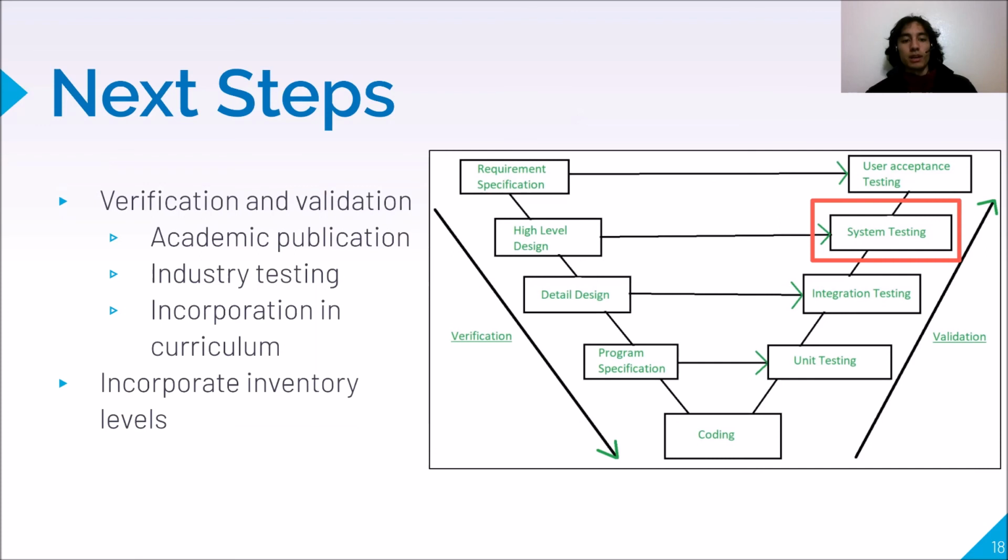The last step would be incorporation into the curriculum. While currently MRP is taught as the standard in engineering and business classes for production planning, we think that our discrete event simulation model could be taught at a more advanced level for handling these niche cases, such as integrated circuit supply chains. And finally, to improve the accuracy of our models, we'll need to incorporate inventory levels, which would represent companies using warehouses.